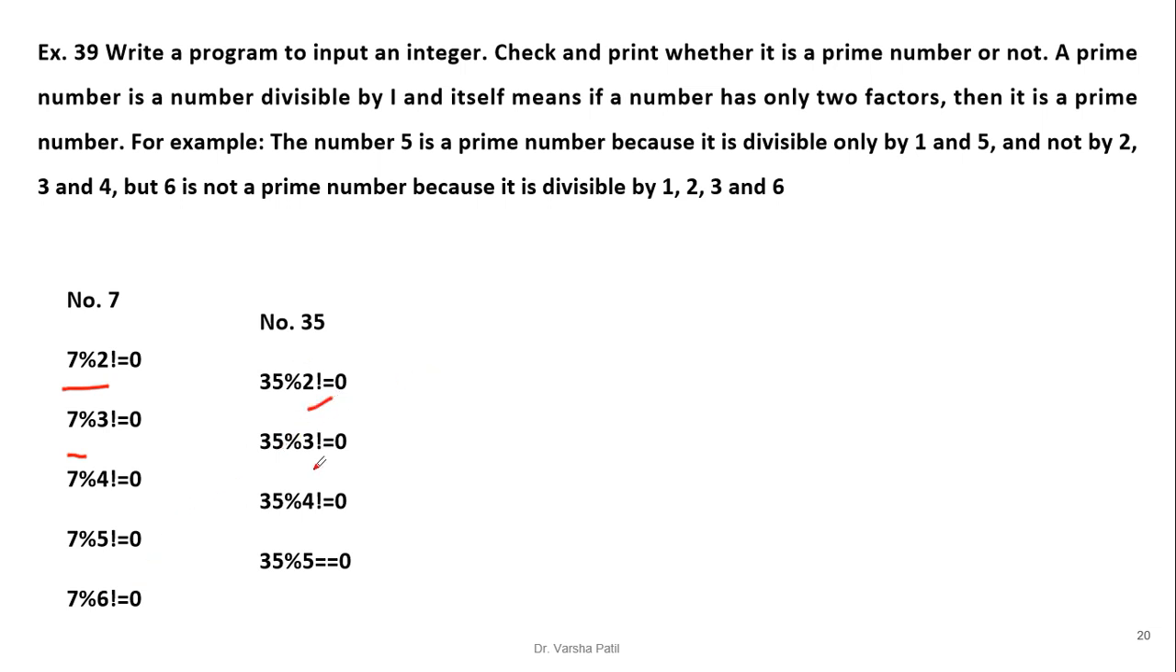35 is not divided by 2, 3, 4, but when it is divided by 5, the number is not prime. This number is divided by 5, so the number is not prime. This number 7 is prime because other than 1 and 7, it is not divided by anything.